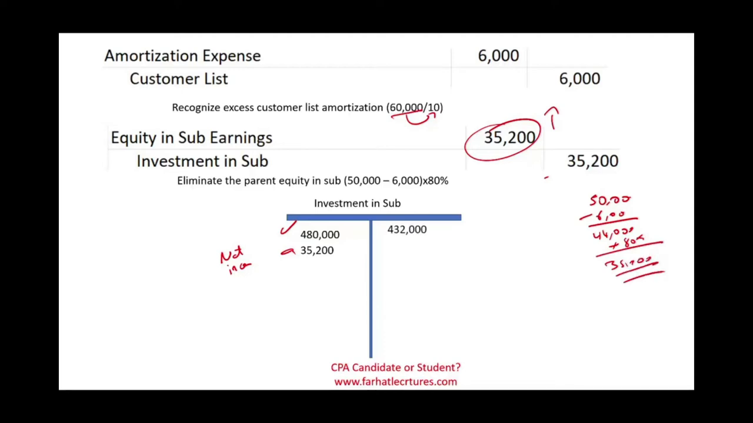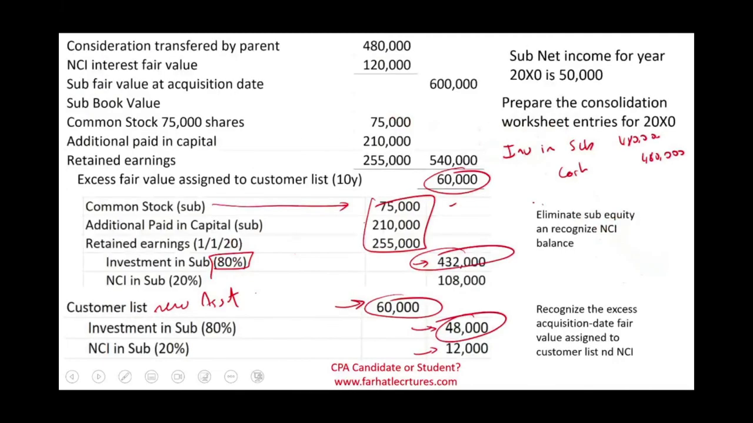Now, remember, when we started the consolidation, first we removed 432,000. This is from the prior slide. Kind of just show you what we did here. So this is the 42. Now we are crediting.